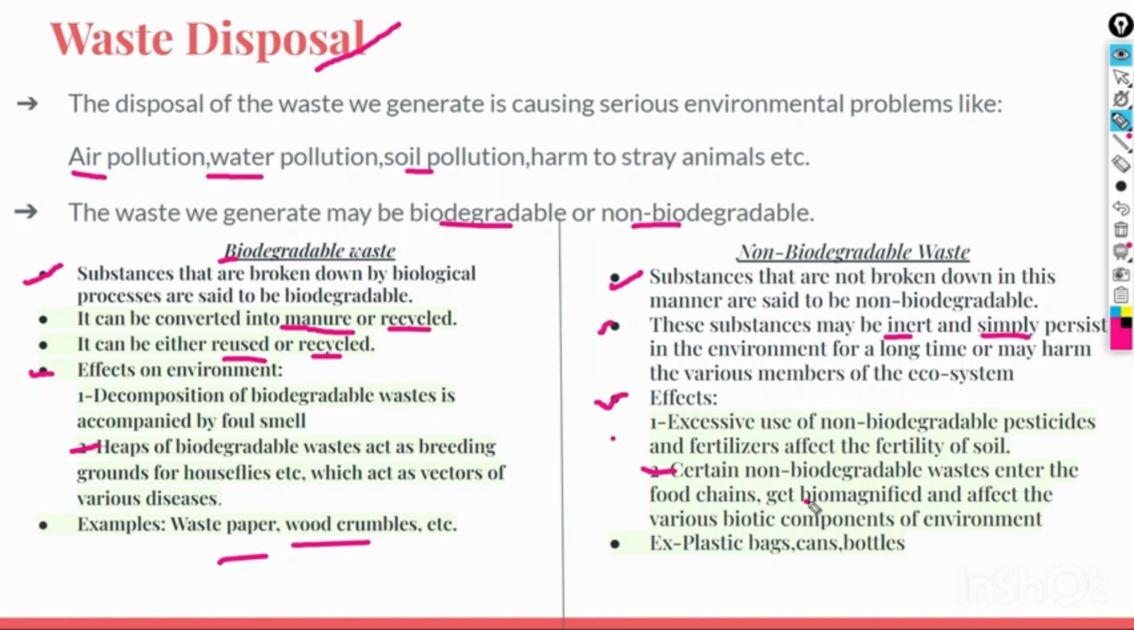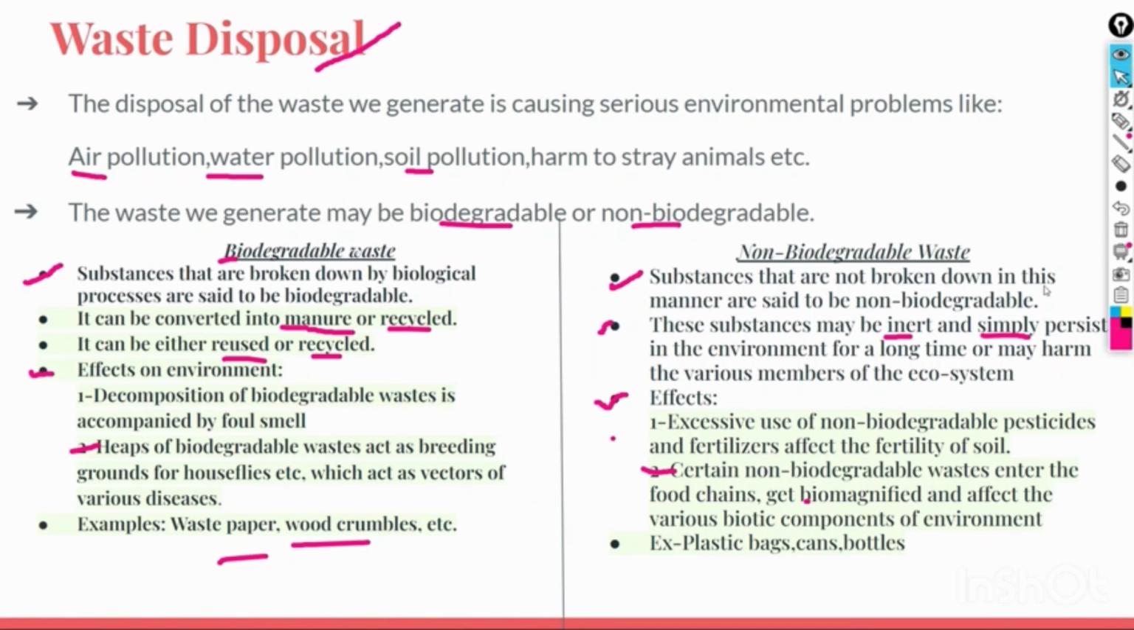Biomagnified means if there is one organism eating 10 plants, and each plant has one toxic element, then the organism eating those 10 plants has 10 toxic elements. That organism is further eaten by the secondary consumer, which again eats 10 such organisms. So at last there is accumulation of toxic elements. The tertiary consumer has the highest number of toxic elements.